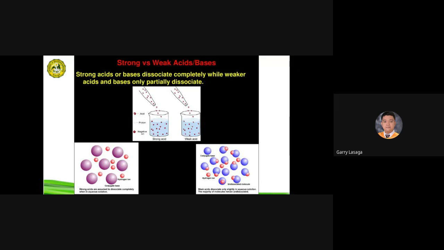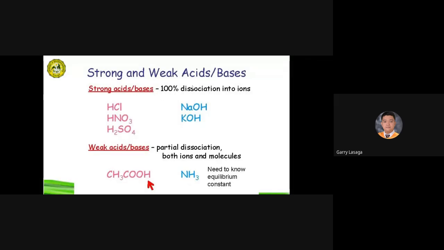So therefore, for an acid to be considered a strong acid, when it is placed in a solution, it should completely dissociate. When it does not dissociate completely, that acid will be considered a weak acid. So strong acids have 100% dissociation into ions when placed in water. Examples of these are HCl or hydrochloric acid, HNO3, and H2SO4. For bases, examples of strong bases are NaOH or sodium hydroxide and potassium hydroxide. For weak acids or bases, they have partial dissociation, and both ions and molecules are not dissociated completely.